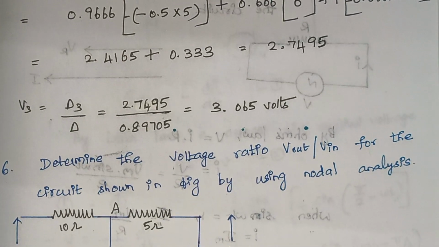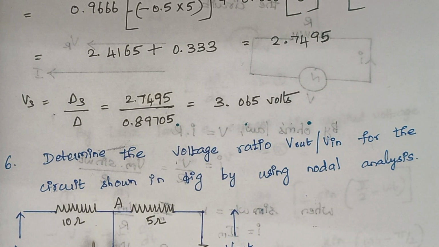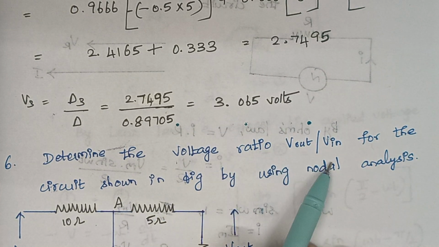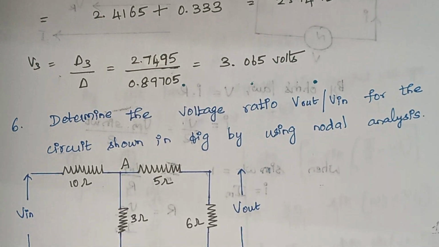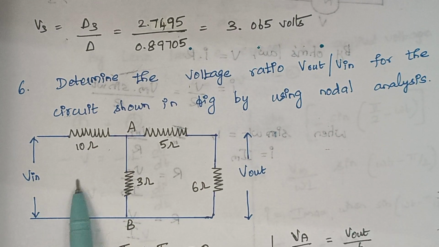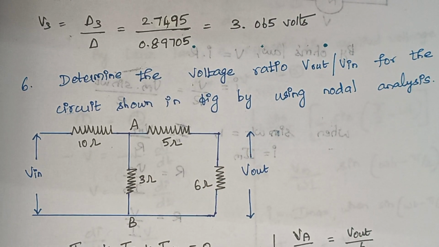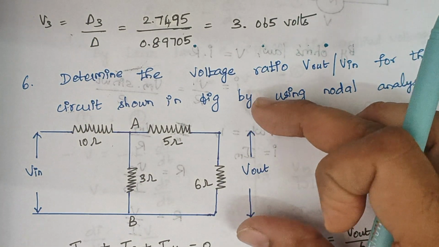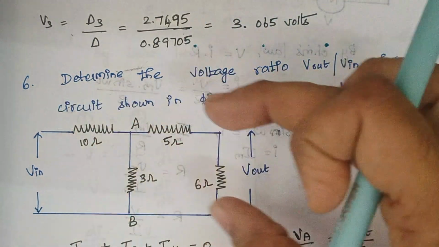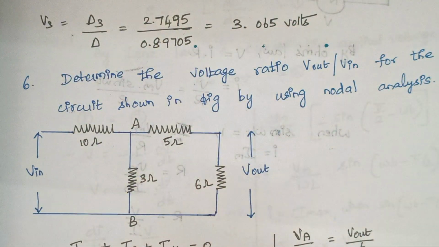So here our problem is: determine the voltage ratio V out by V in for the circuit shown in figure by using nodal analysis. Right. So you see, this is the given circuit diagram. They are asked to find the ratio of V out by V in, output voltage by input voltage.